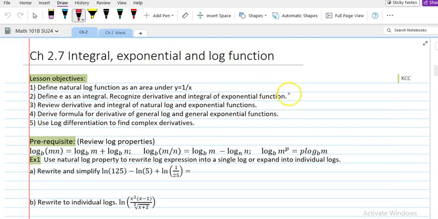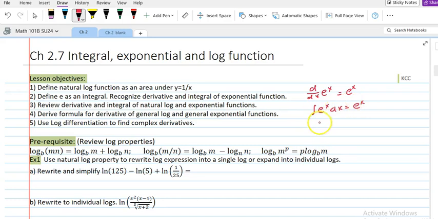Yeah, because we know d/dx of e^x is e^x, right? Because e is an exponential constant, and if we use it as the base, the good thing is d/dx is e^x. And then if I do the integral of e^x, it is e^x.